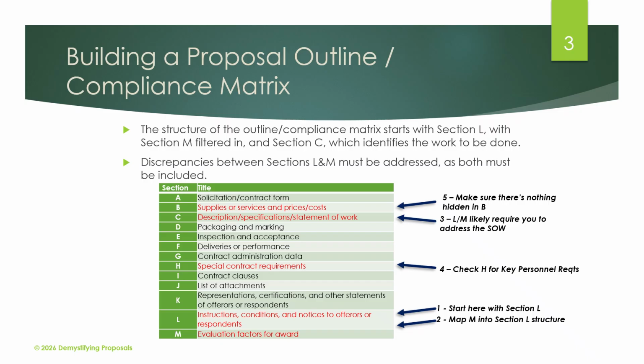Then be sure to check section H for key personnel requirements. Sometimes they don't publish that information in section C, so don't make the mistake of not checking section H, which might have some differences in your key personnel requirements. And then the other place to look for requirements is in section B. Section B is where the CLIN structure is listed, and there may be something there that drives an aspect of your outline or compliance matrix. So you need to make sure that you look at that section as well.